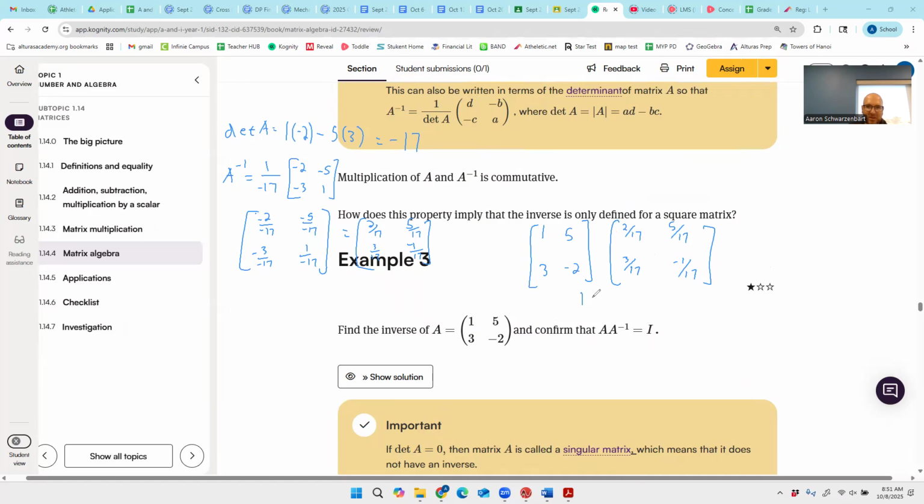So I've got 1 times 2/17, row 1 times plus 5 times 3/17. That's 2/17 plus 15/17, which is 17/17, or 1. Row 1 times column 2. 1 times 5/17 plus 5 times -1/17. 5/17 plus -5/17 is 0.